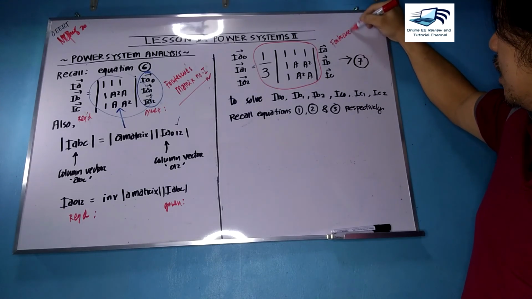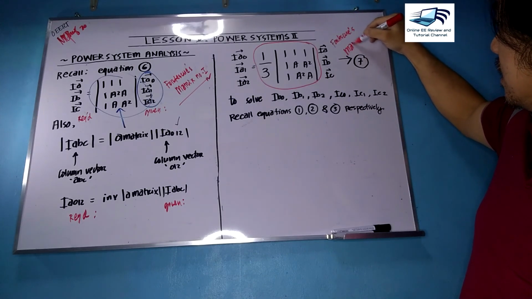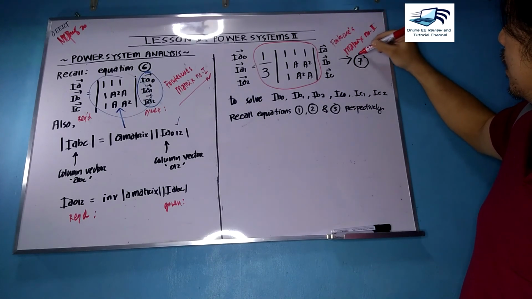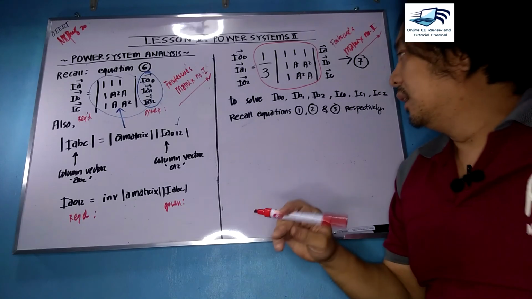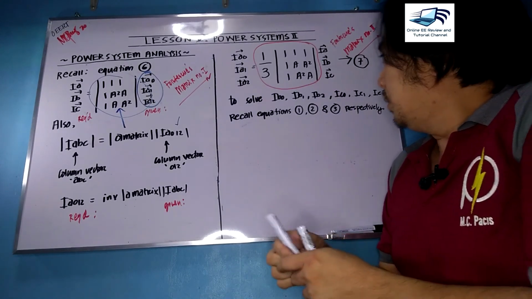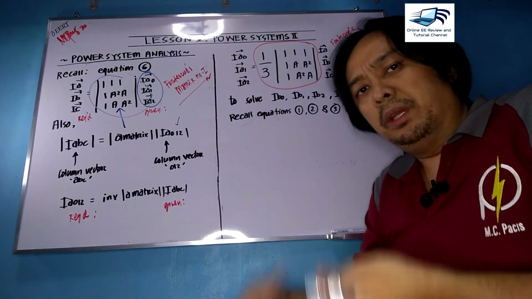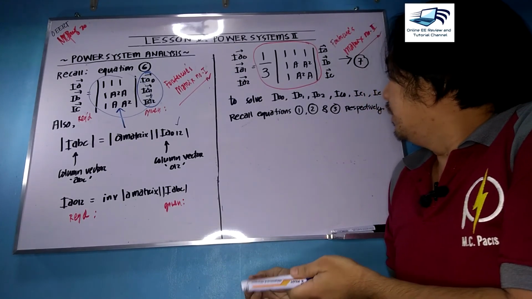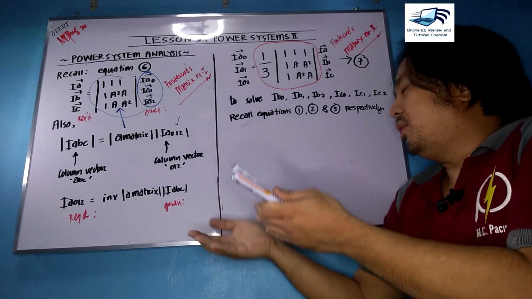and this equation number 7 is the so-called Fortescue's matrix number 2. So you can solve already here IA0, IA1, and IA2. But how will you solve IB0, IB1, IB2, IC0, IC1, and IC2 respectively?